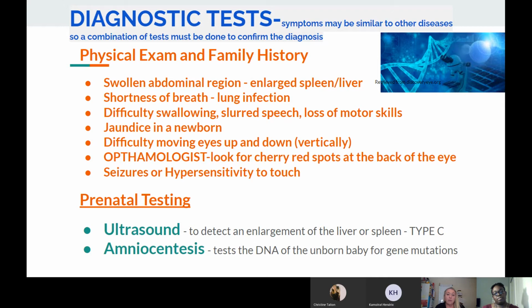One thing you can do before the baby is born is prenatal testing, which would involve an ultrasound, which will detect enlargement of the liver or spleen, and this will be for type C patients. Also, amniocentesis is able to test the DNA of the unborn baby so that we can see if there are any gene mutations before they're even born.